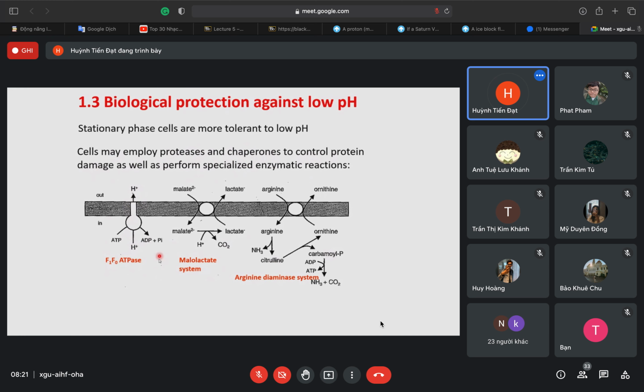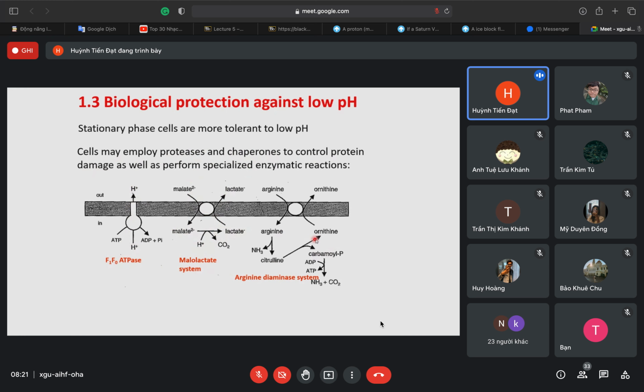Okay, that's the first response. The second one, inside here, involves the malate and the lactase system, because the malolactase system can also be affected. When they pump in and out, here they try to use the H plus, okay. So they try to make more lactase, and after that they expel lactate out. So that is another mechanism.